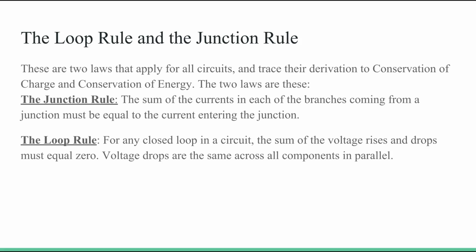The junction rule: the sum of the currents in each of the branches coming from a junction must be equal to the current entering the junction. So current in must equal the current out. The sum of the current in equals current out.